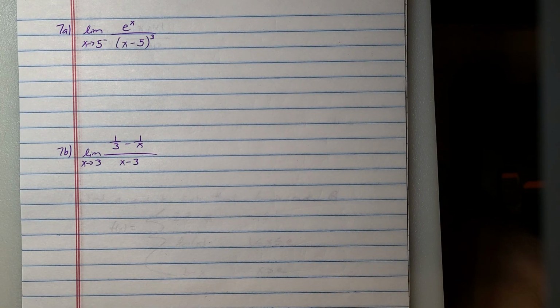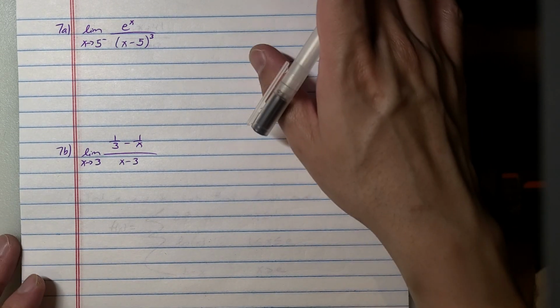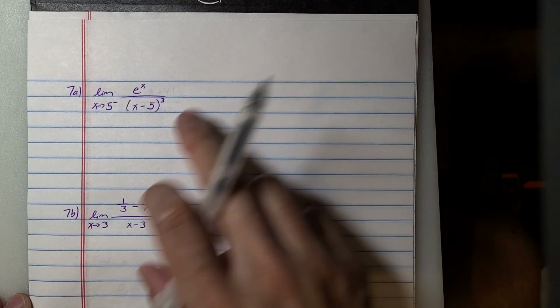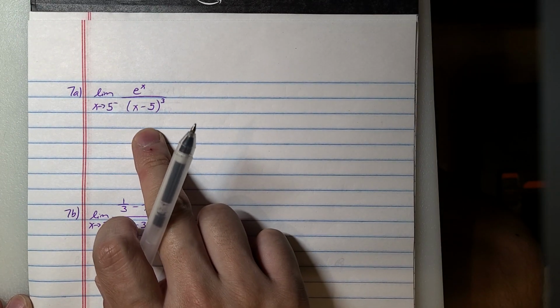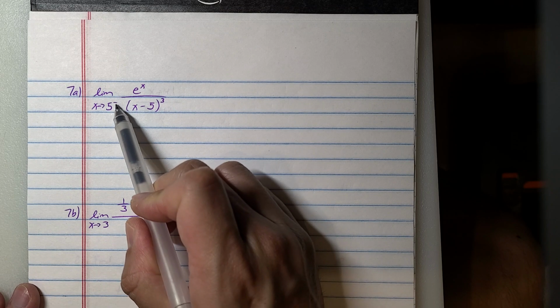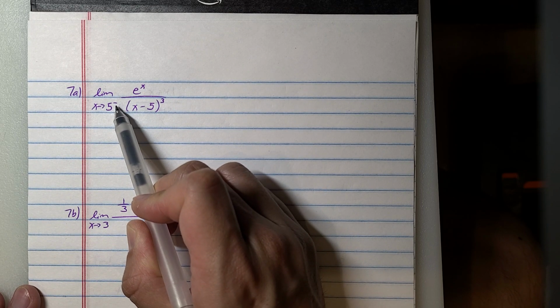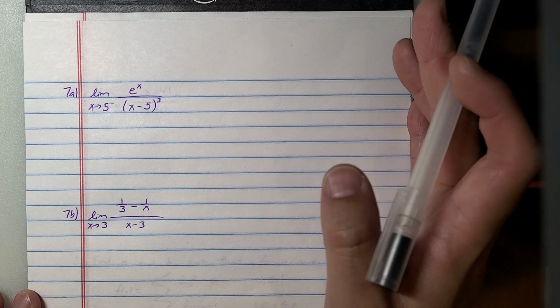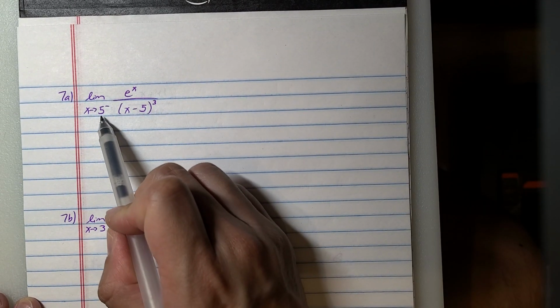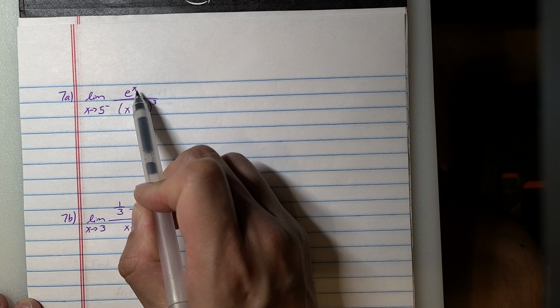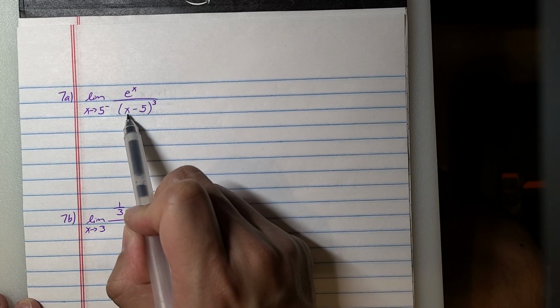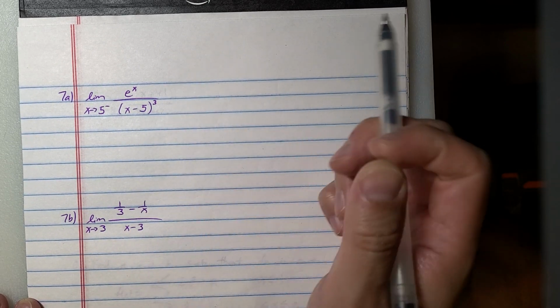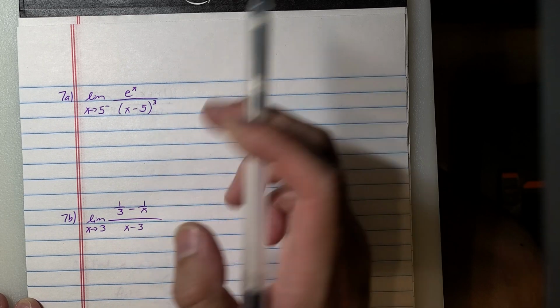Next, we're asked to find limits. So let's do it. Limit as x goes to 5 from the left of e to the x over (x minus 5) cubed. The hint here is the superscript negative sign. If it's 5 from the left or 5 from the right, that's a hint that it's an infinite limit, so let's confirm. If we plug in 5, that's e to the 5, that's non-zero. Bottom is 5 minus 5, which is 0. 0 cubed, still 0. So non-zero over 0, infinity.